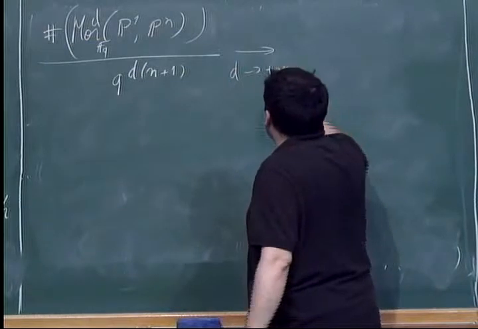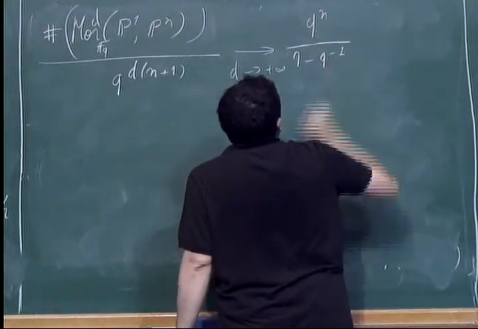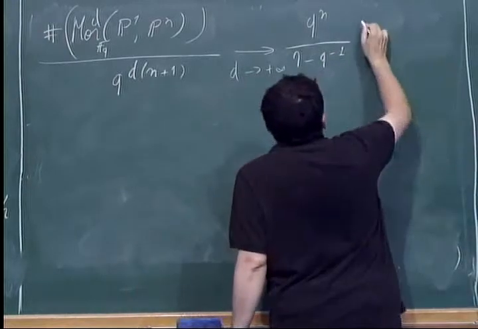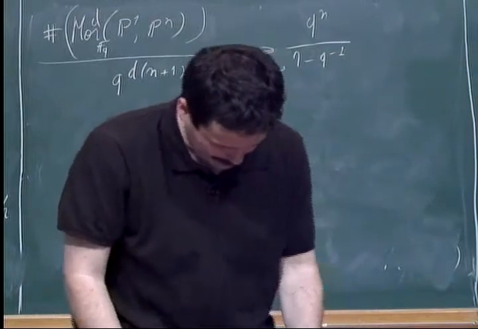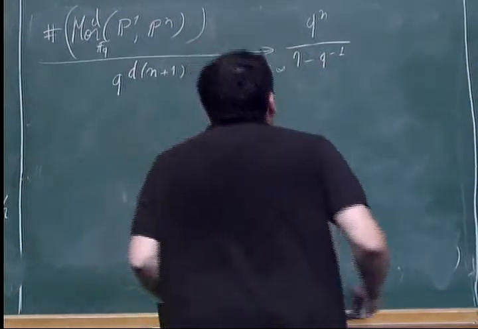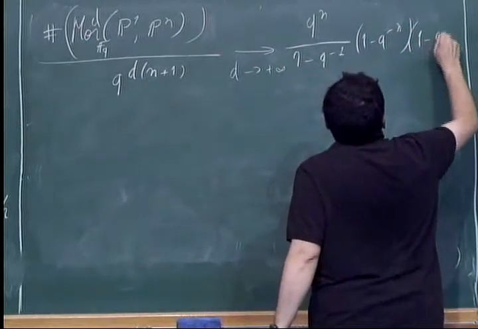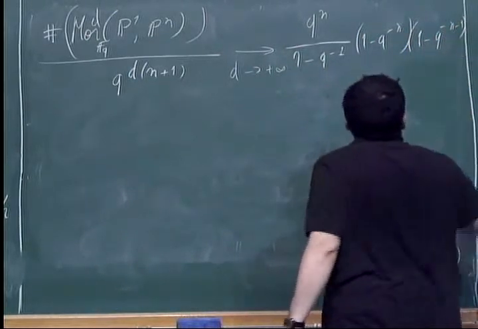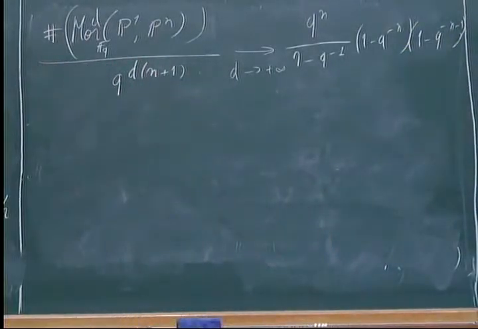to q^n (1 - q^{-1}) times, let me write it again, 1 minus q to the minus n, 1 minus q to the minus n minus 1. But there you recognize something you probably know, namely the zeta function of P1 over Q.